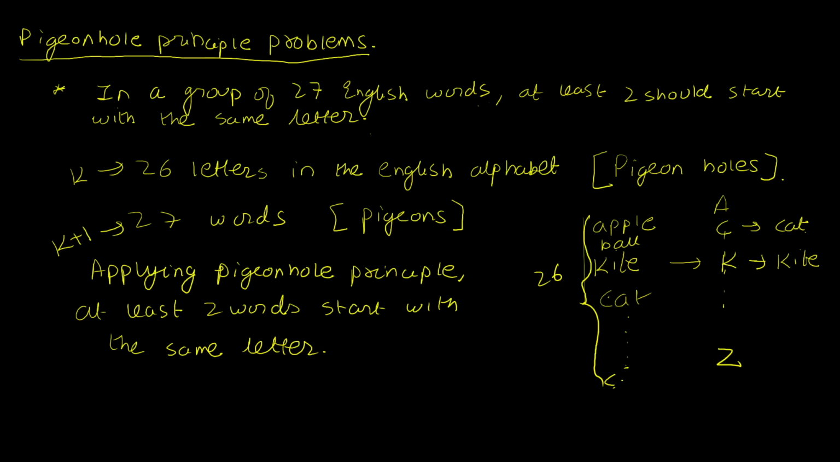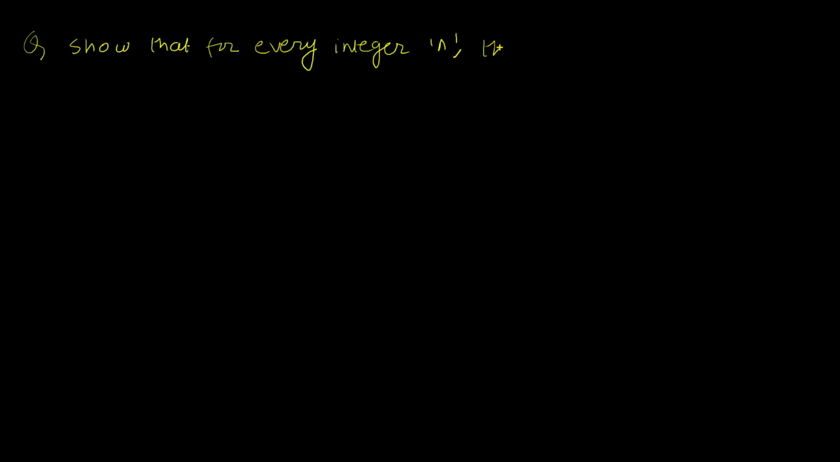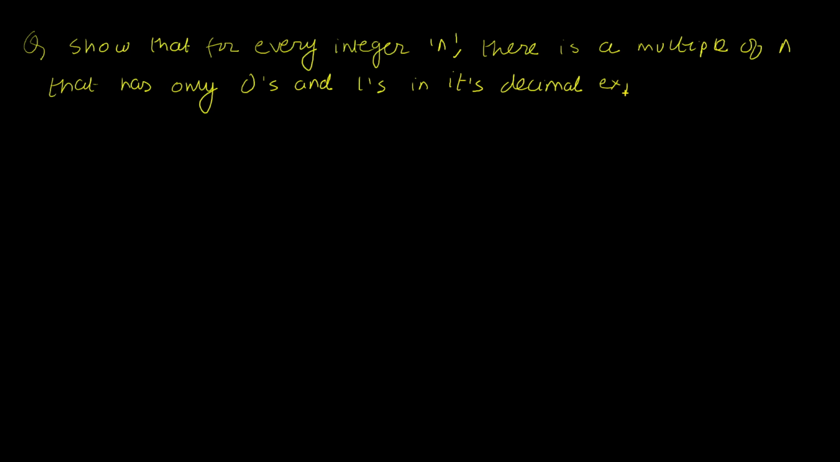Alright, so this was a pretty simple problem. We'll look into one kind of a real problem. And this one goes like this. Prove that for every integer n, there is a multiple of n that has only zeros and ones in its decimal expansion. Okay, so let's make sense of this problem.